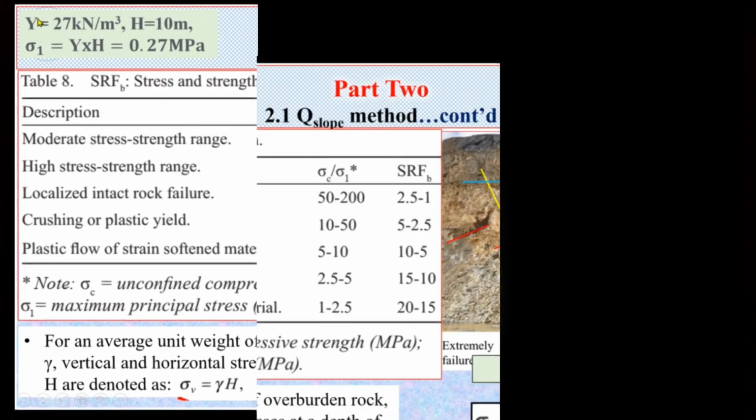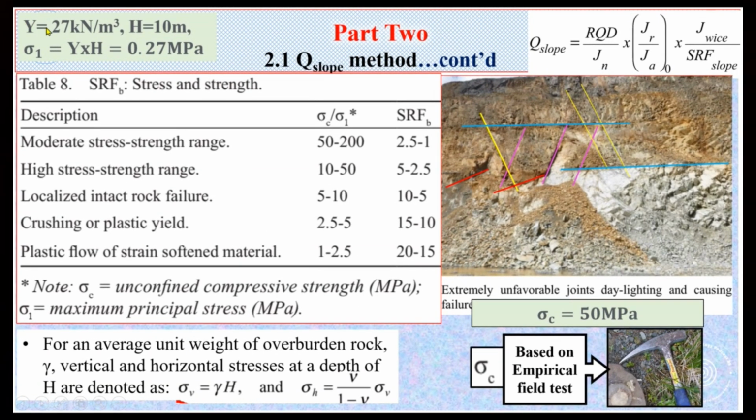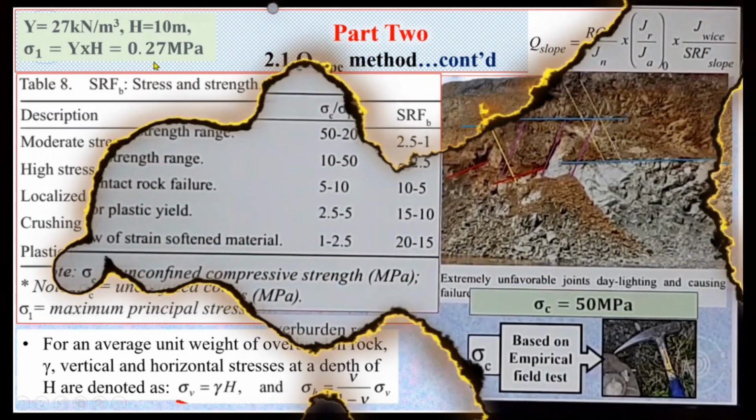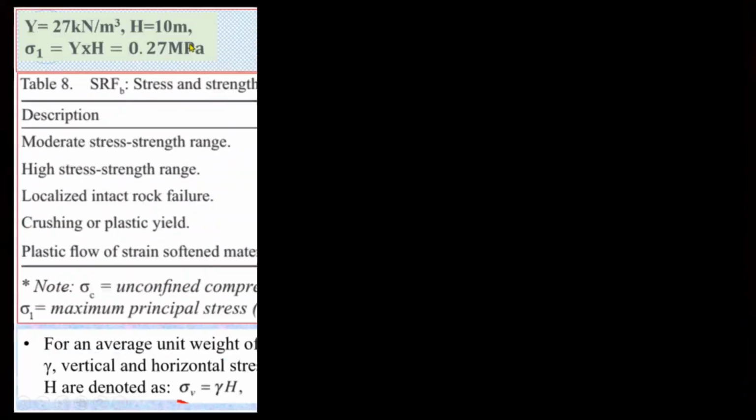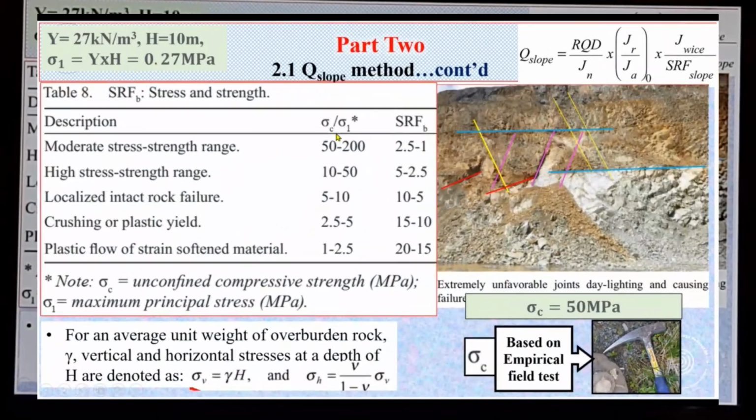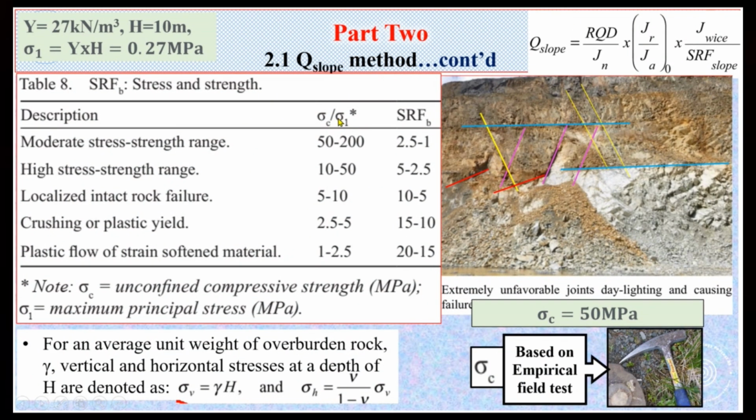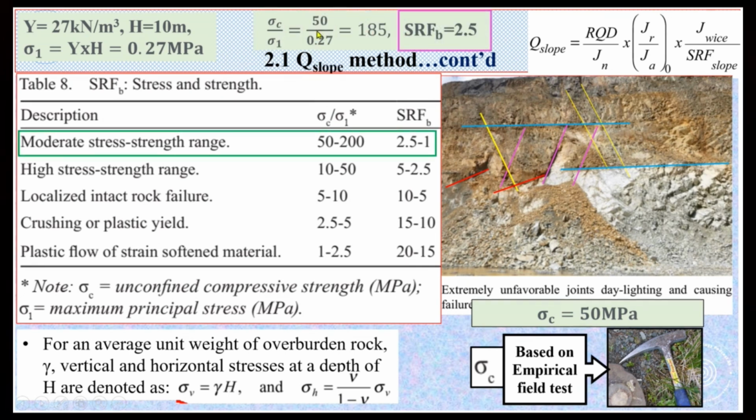In our example, the unit weight is considered as 27 kilonewton per meter cube, and the height 10 meter, and when we multiply this, we will get sigma 1 value equal to 0.27 megapascal. So now we will determine the ratio of sigma c to sigma 1. This is 50 divided by sigma 1, 0.27, and it will be 185. That means it will fall within this range.